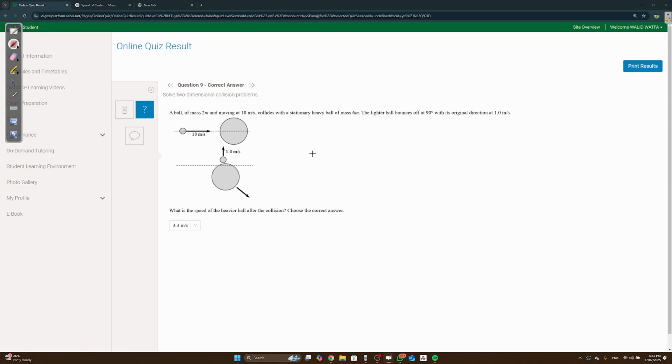Question 9, again, collisions, but here you're working in 2D. Now we worked with one dimension and that's completely normal: m1 u1 plus m2 u2 equals m1 v1 plus m2 v2. With a two-dimensional collision, it's the same exact thing, except you split up your velocity into a vector i and a vector j. This is the way I solve it.